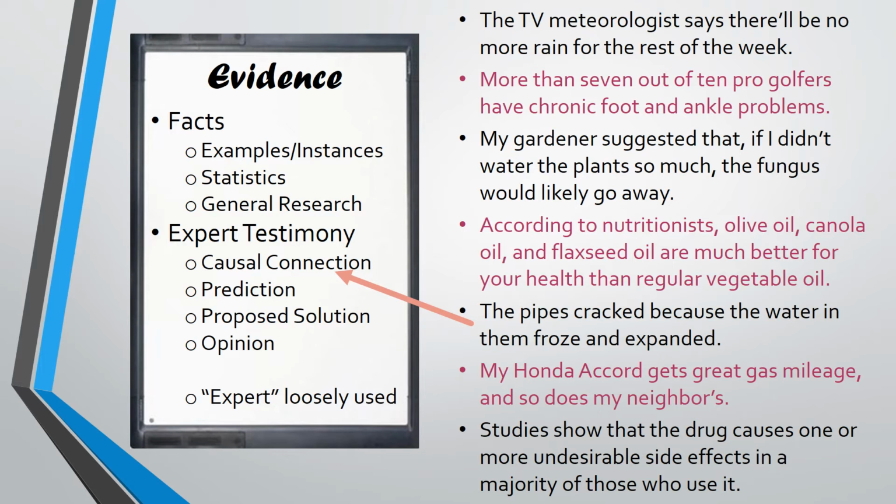Now, suppose you're looking for a car with great gas mileage. I recommend a Honda Accord. In other words, I propose the conclusion, you should buy a Honda Accord, a conclusion of value. For my evidence, I cite two examples of Honda Accords that get good gas mileage. So again, this one should be pretty clear. We have factual evidence citing examples or instances.